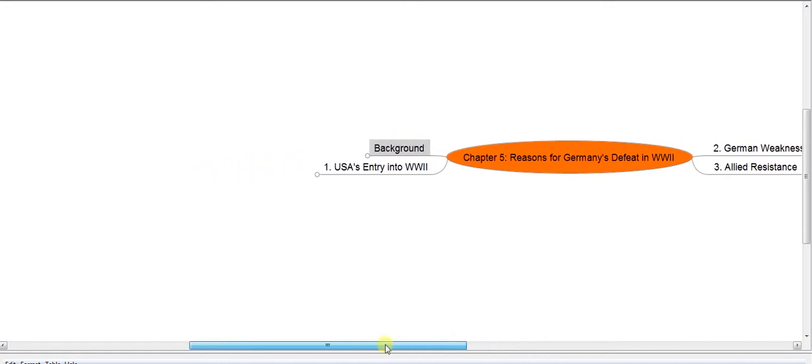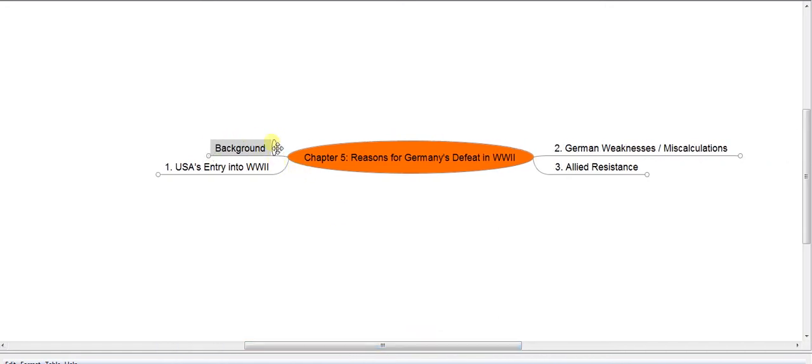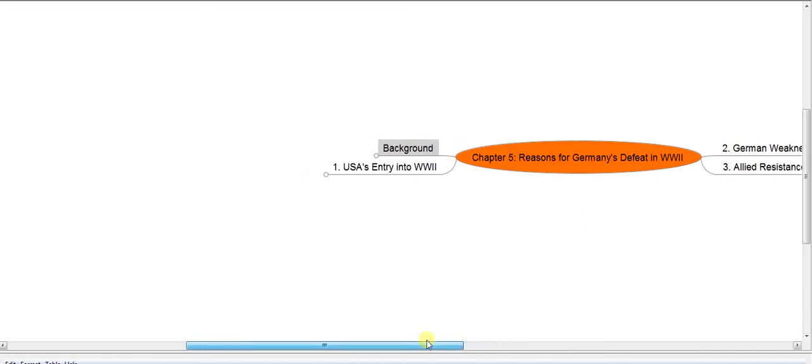So firstly, we're going to look at some background. We're going to look at three main factors which caused Germany's defeat. Firstly, American entry into World War II. Secondly, German weaknesses and miscalculations, because in order for them to be defeated, the enemy had to be strong, and the Germans themselves had to have certain weaknesses within their own ranks. And finally, Allied resistance as well. So essentially, the roles of the USSR and the role of Britain, and also the roles of the resistance fighters that fought in Europe.